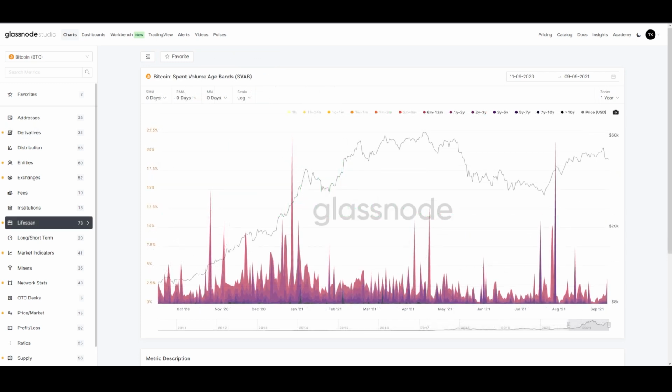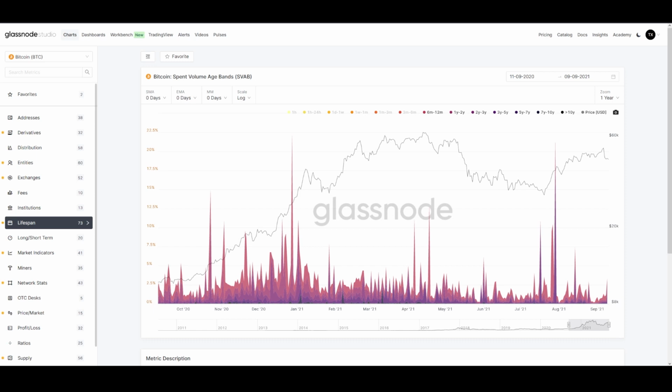Where we will start is with the spent volume age bands. We looked at this chart in the previous video, and it's still relevant for this conversation. What I've filtered this down to is showing the volume of spent coins that are 6 months or older at the time of the transaction. So this is representing the volume coming out of older hands.